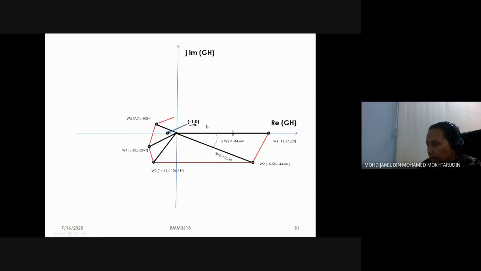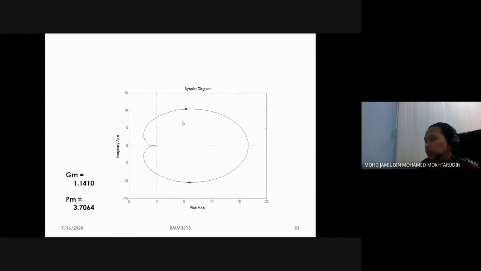So if you draw the Nyquist plot manually, you will get only one part of the actual Nyquist plot. But if you plot using MATLAB, you will see that it's symmetric about the real axis and it has a circular shape. So here it intersects somewhere in here, I don't know where. Okay, so this is using MATLAB.